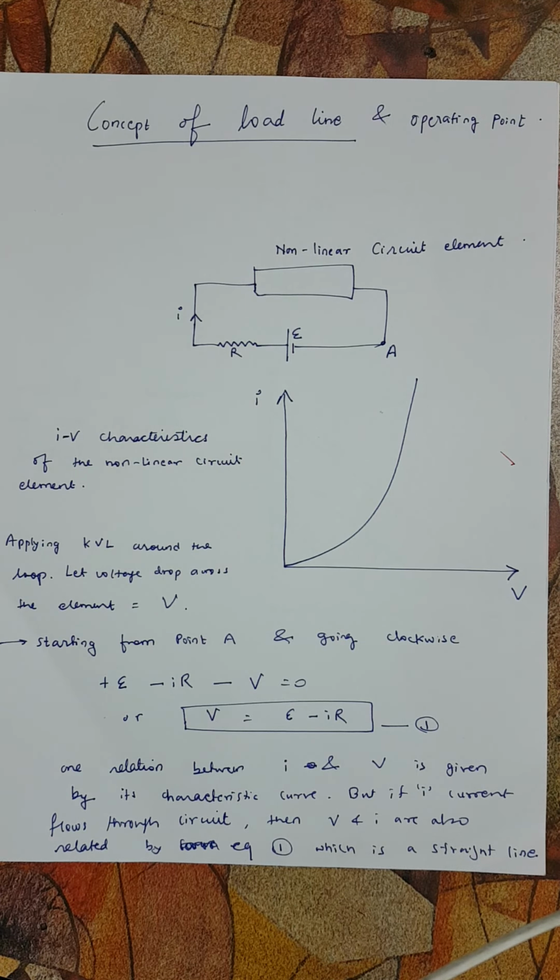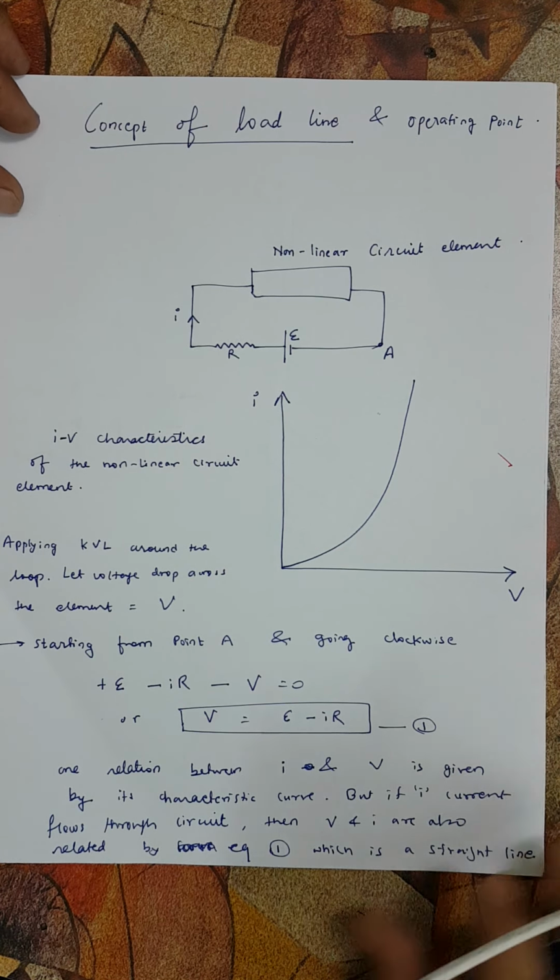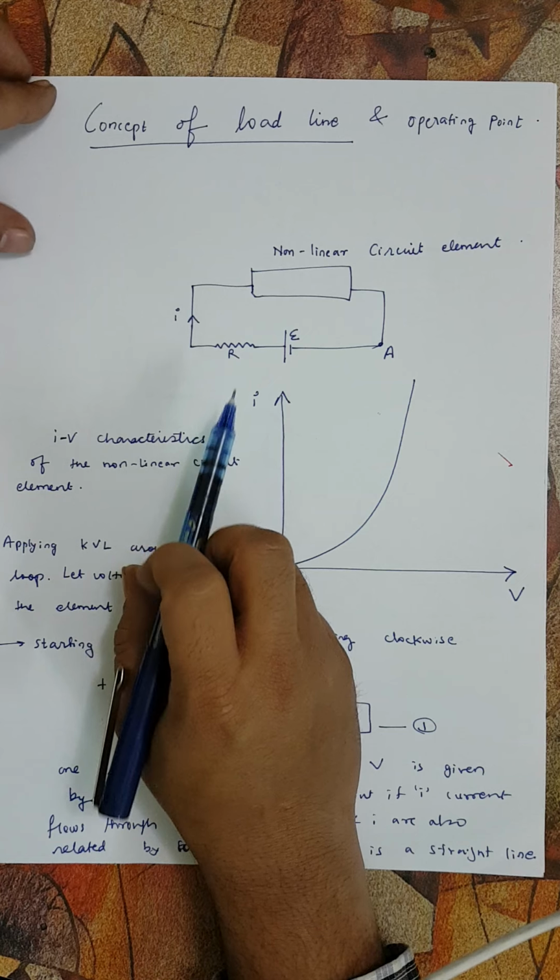Okay, we come to a very important concept of the load line and the operating point. This will be helpful in understanding further the input characteristics and also the output characteristics of BJT, bipolar junction transistor. So what is this concept of load line here?